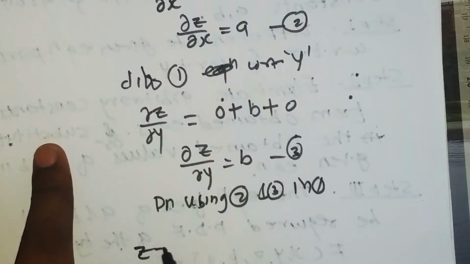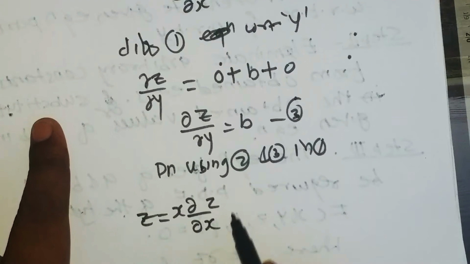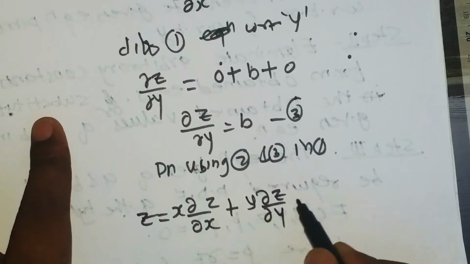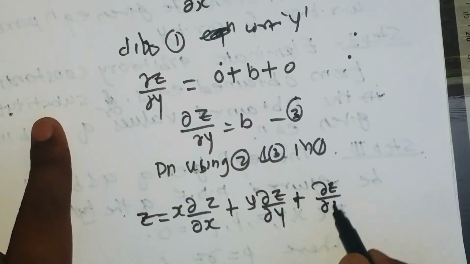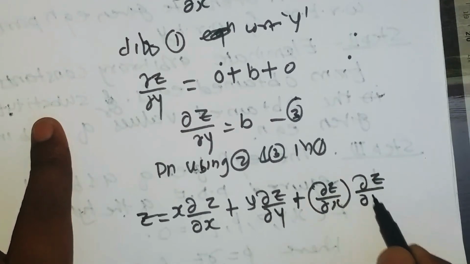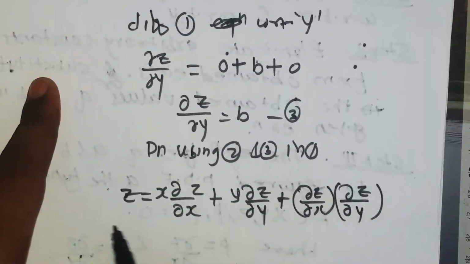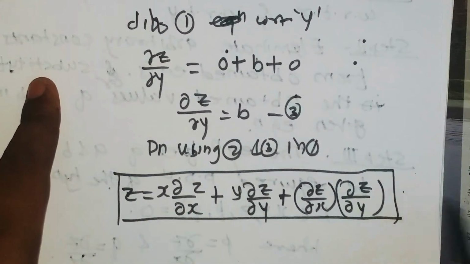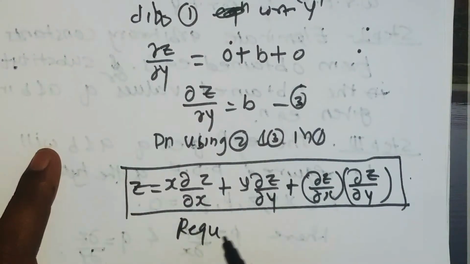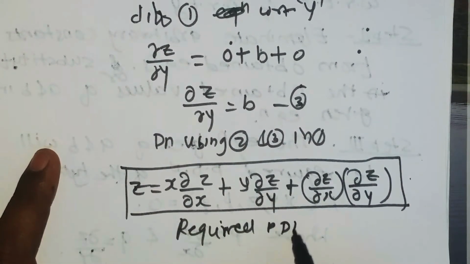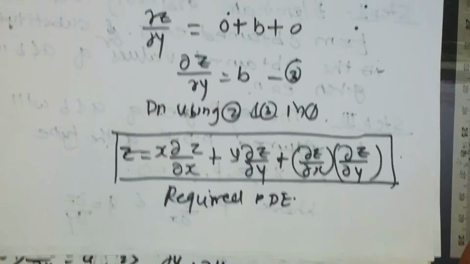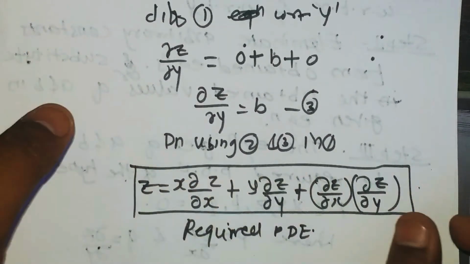So we'll get z equal to a into x. A is del z by del x, into x, that is x del z by del x, plus b into y, that is y into del z by del y, plus a into b, that is del z by del x into del z by del y. Now if you see, this equation is free of arbitrary constants. So this will be your required partial differential equation whose solution is z equal to ax plus by plus ab. In this way you can form the partial differential equation for the given solution.